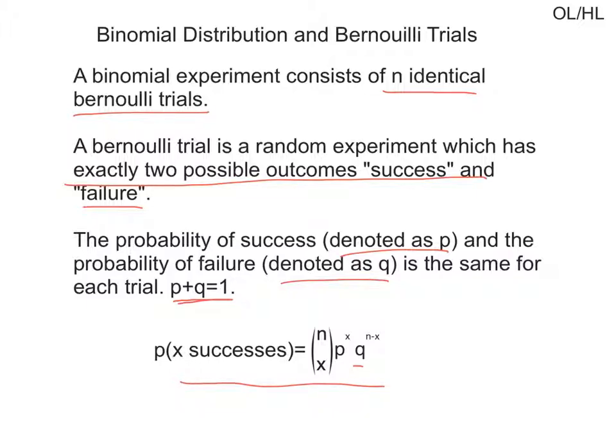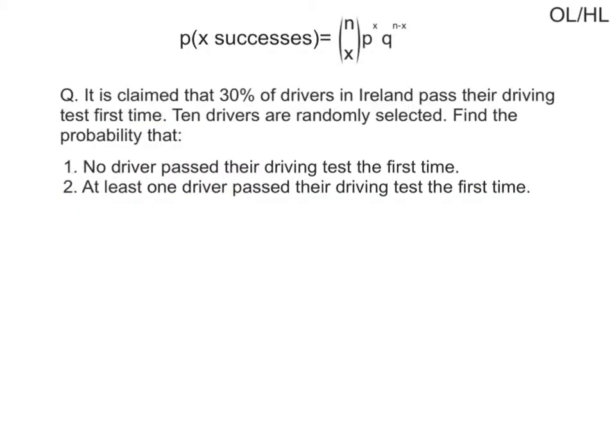Let's apply this formula to a question. It is claimed that 30% of drivers in Ireland pass their driving test first time. 10 drivers are randomly selected. Find the probability that no driver passed their driving test the first time.